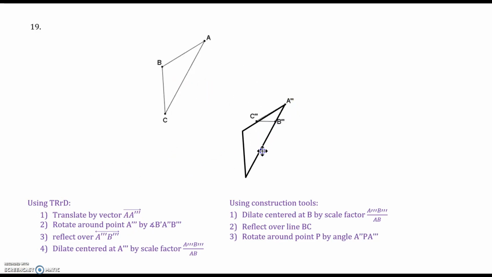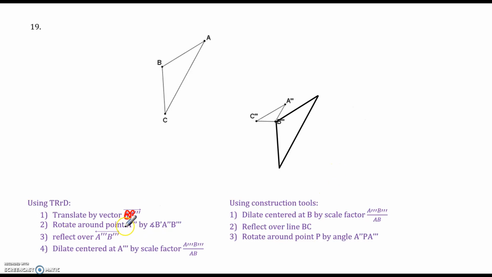When you go to sketch that, it might be a little challenging, so you might want to choose to map vertex B to B triple prime instead. I think I'm going to adjust this to make that true. So we're going to use B to B triple prime instead. Okay, and make it here.